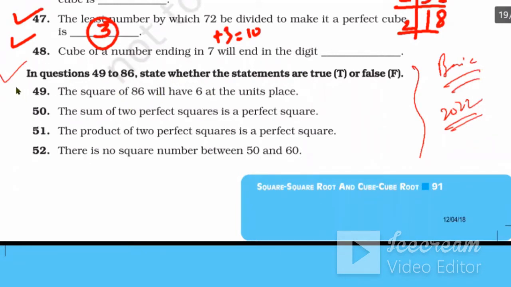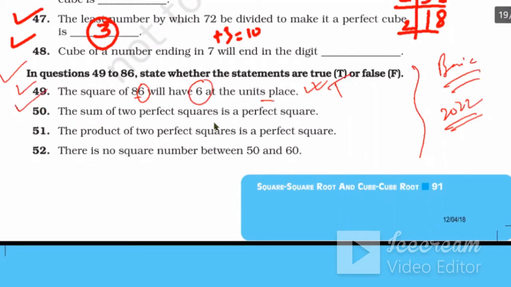Question number 49. The square of 86 will have 6 at the unit place. Is it correct or not? True or false? Yes, sir, correct. It is correct because it has 6 in the unit place and the square of 6 has 6 at its unit place. True.